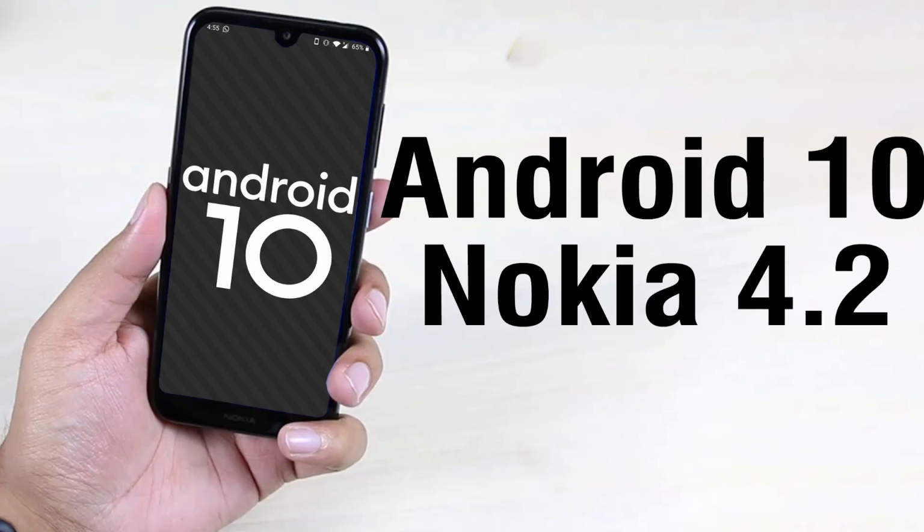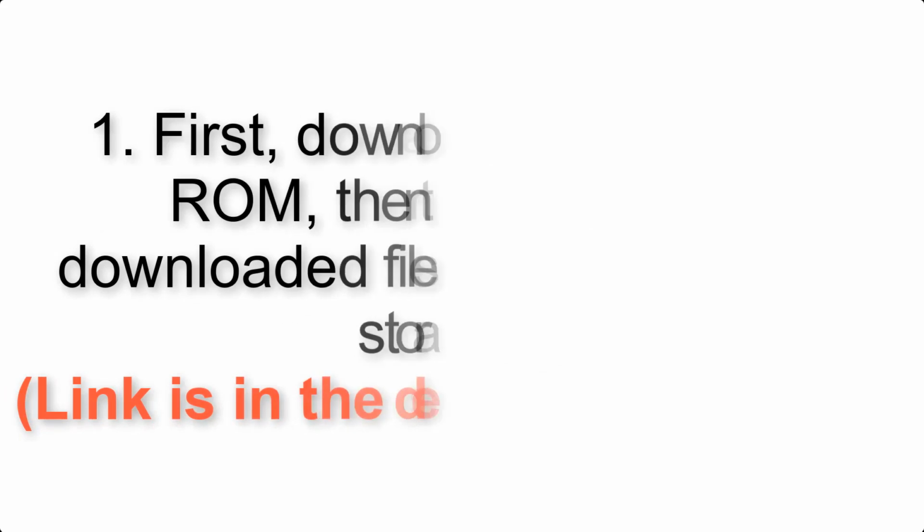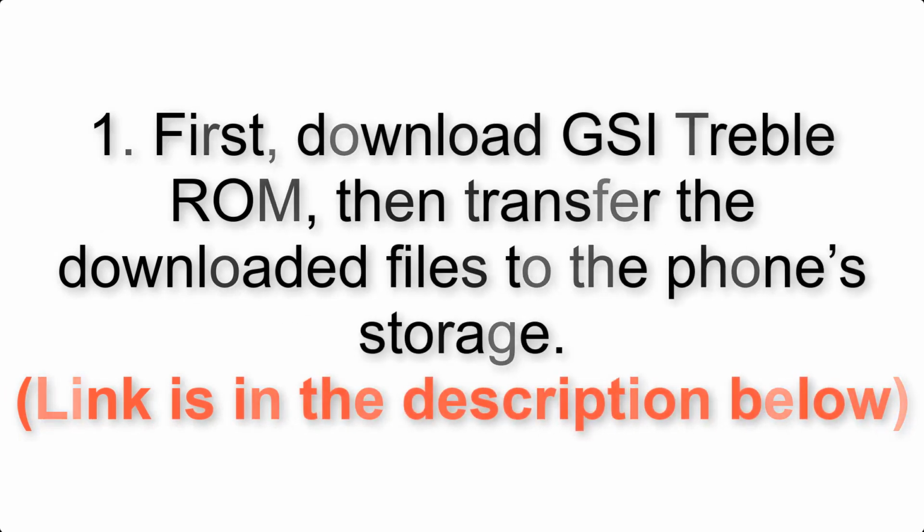Install Android 10 on Nokia 4.2 via AOSP GSI Treble ROM. Please check the description for important notes and all the download links. First, download ROM and GApps packages, then transfer the downloaded files to the phone storage.